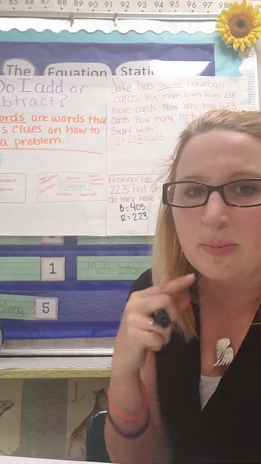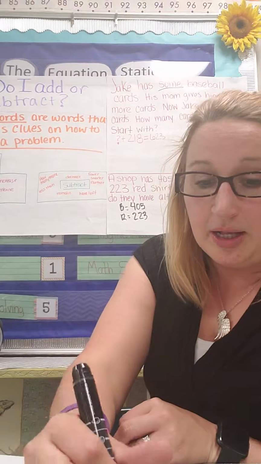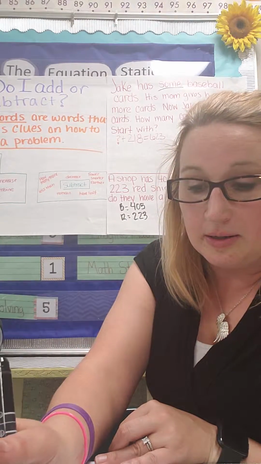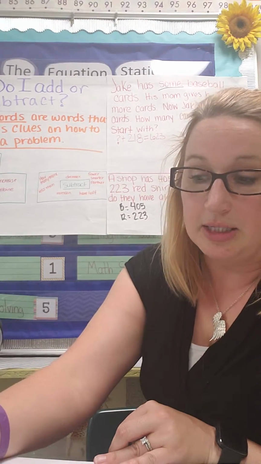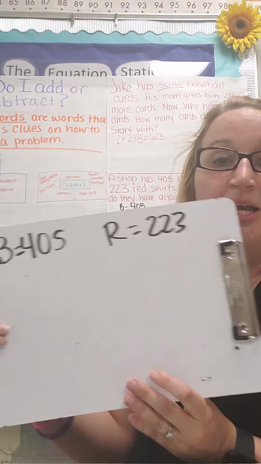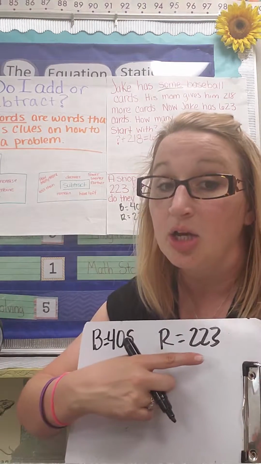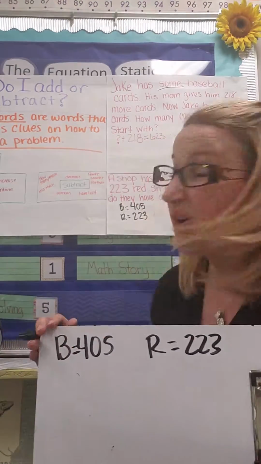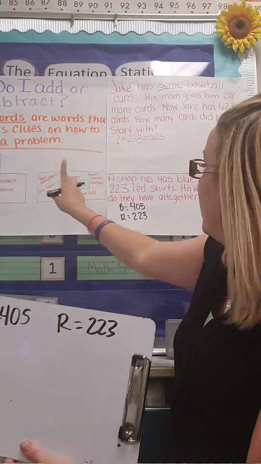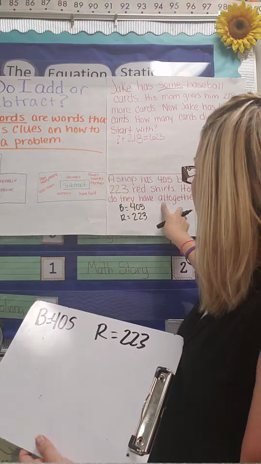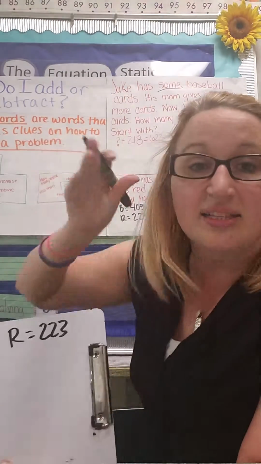Okay, so those are my notes. Those are me understanding the problem. So I know my B has 405 shirts. My R has 223 shirts. Now the question is asking us, let's find out what that question is asking us. How many shirts do they have all together? Oh my goodness. All together is a clue word.